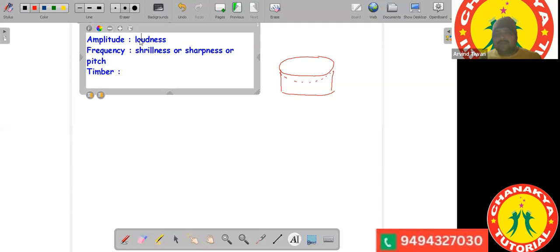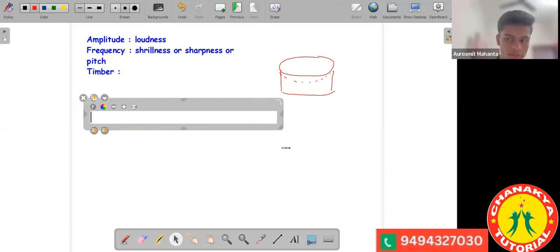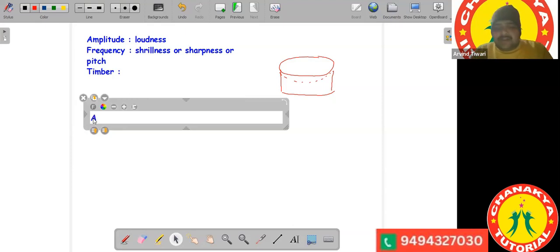Understood this? Okay. Now let's see audible ranges of sound. What is the range that we can hear? Can we hear all the frequencies? Can we hear everything around us? No, sir. So see, audible range means the sound that we can hear, or the frequency that we can hear.